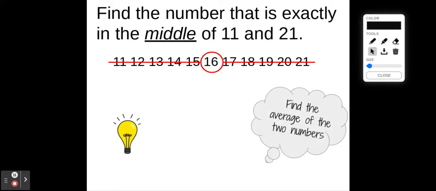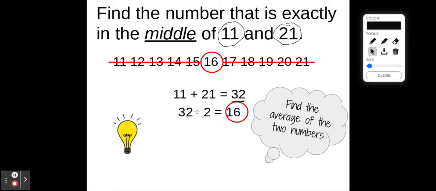Now, the other way of doing it is figuring that the middle of 11 and 21 is also the same thing as the average. So how would I find the average of the two numbers 11 and 21? In order to find the average, you would add the numbers together and get the sum of 32. Then you would take 32 and divide it by 2, because there's two numbers, and that would give you the average. So if I want the average of any two numbers, I can add them and divide by 2. Thinking about the middle in terms of finding the average will really be helpful in understanding how the midpoint formula actually works.